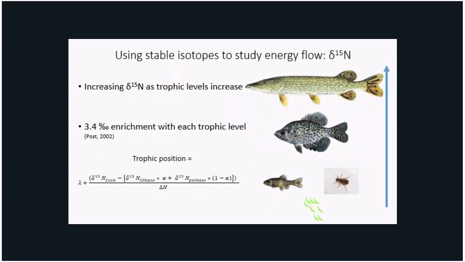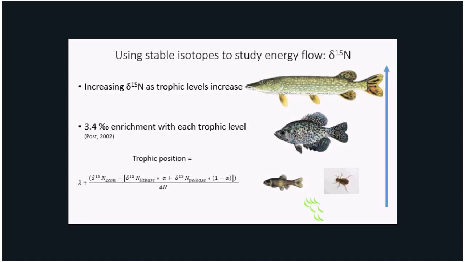You can also use nitrogen isotopes to study energy flow. Similarly to carbon, N15 is the heavier isotope, and organisms will select against it in their tissue. And it actually increases as you go up the trophic levels in a predictable way.